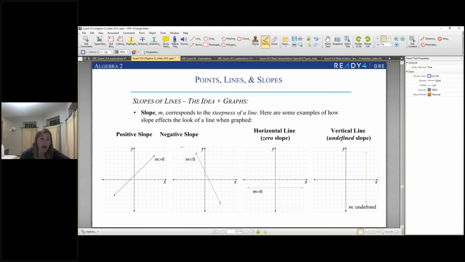Then we get to this stuff, identifying slopes by sight. Very important to know this. Positive slopes go up to the right. Negative slopes go down to the right. Horizontal slopes are 0, and vertical lines are undefined. They have an undefined slope. And again, that's what happens when you have a 0 in a denominator, and that's why we don't like it.